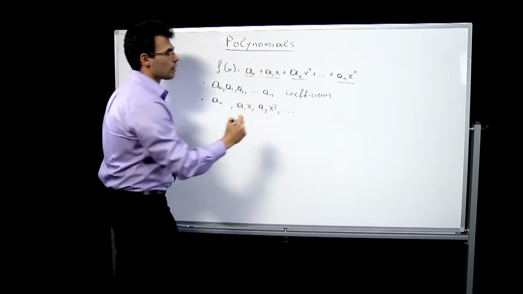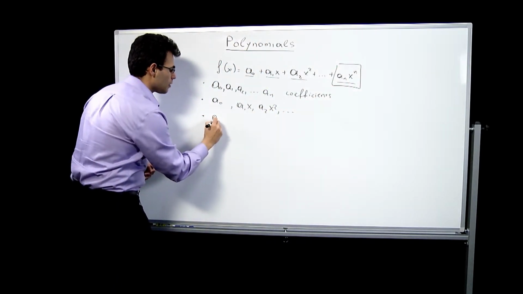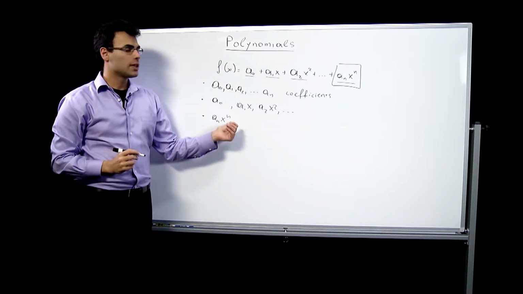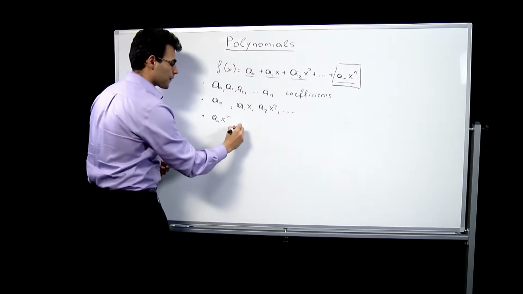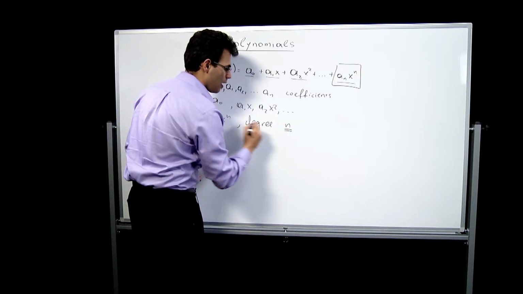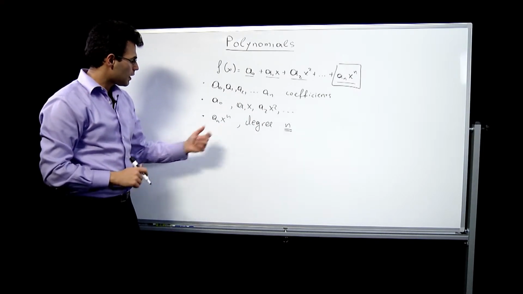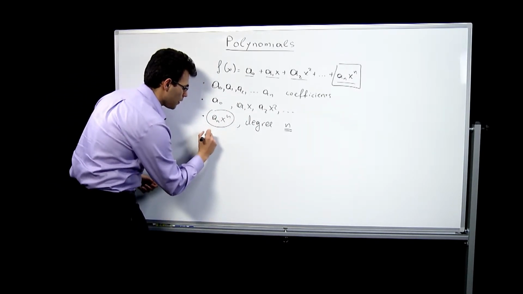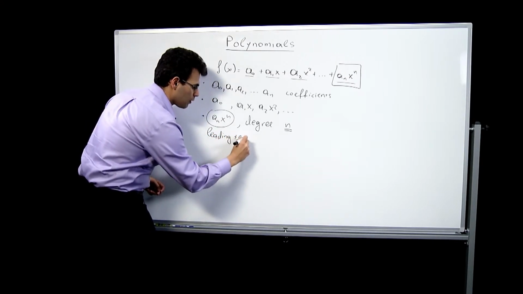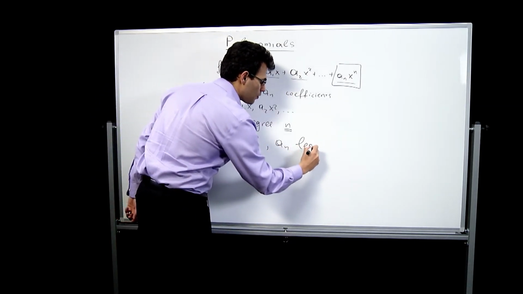Okay, now, this very last one, the an x to the n, the highest power of the n, actually gives us what is called the degree of the polynomial. So the degree is n. It is the highest power of x that you can see in this write-up. This guy right there is called the leading term. And if you focus only on an, this is the leading coefficient.